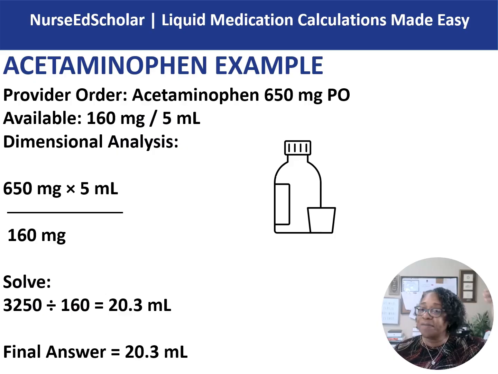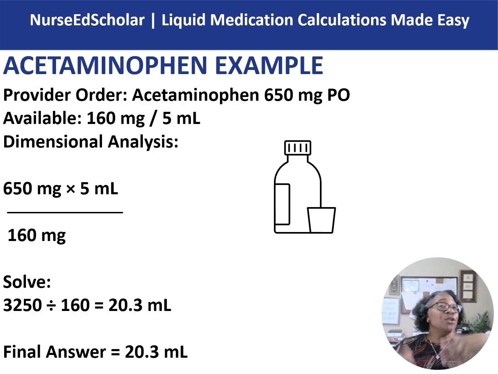So the 650 milligrams, like I said before, is in the numerator. The 160 milligrams is in the denominator. And then it's going to be times the amount of milliliters that that dose in milligrams is available in your hospital. So 650 milligrams is the dose that's ordered. 160 milligrams is what's available, times the milliliters that 160 milligram dose is in.